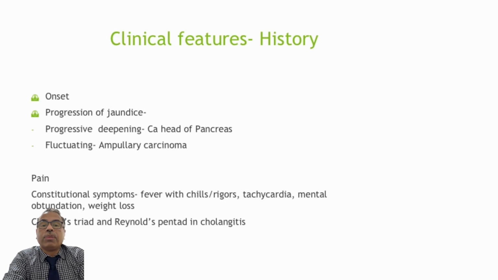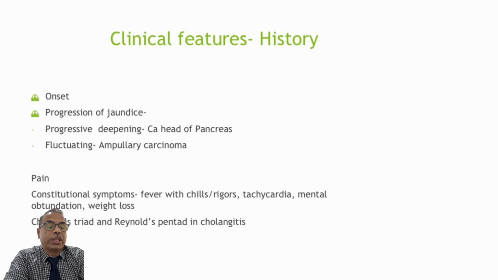Most of these patients would come to you with a few important symptoms, and the most common symptom is yellowish discoloration of eyes. There may also be yellowish discoloration of skin in late stages when the jaundice is quite deep. Now, when you have a patient with these complaints, you would like to ask a few questions in the history after onset. The most important one is about the jaundice itself, whether it is painful or painless jaundice.